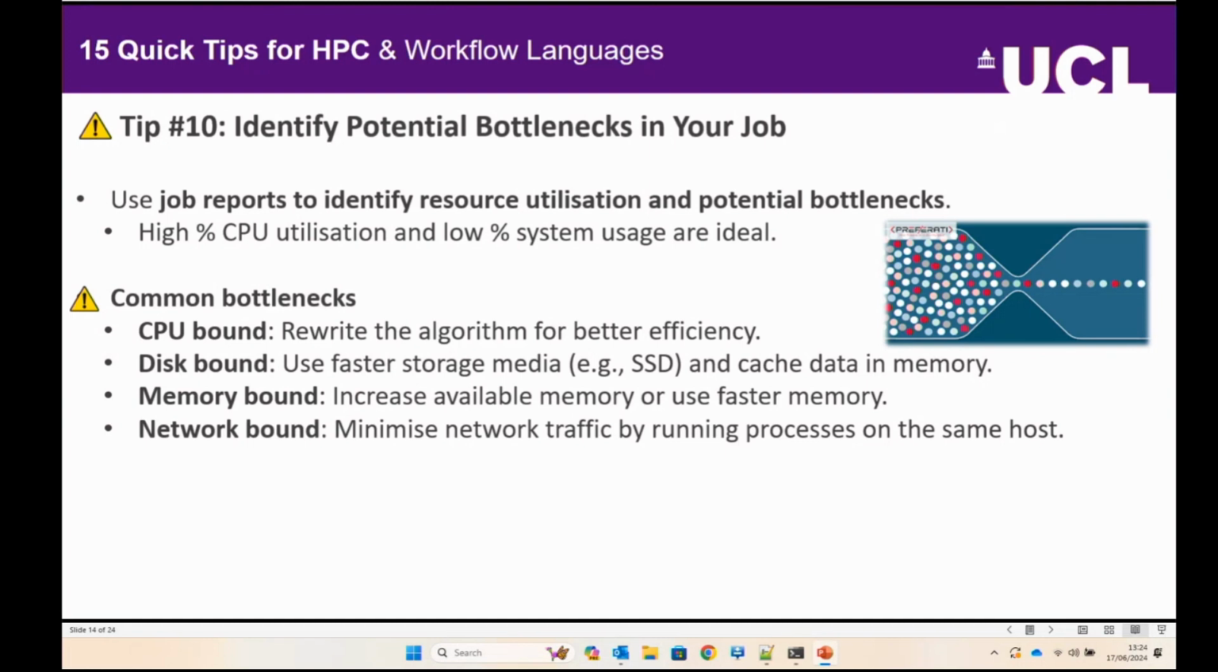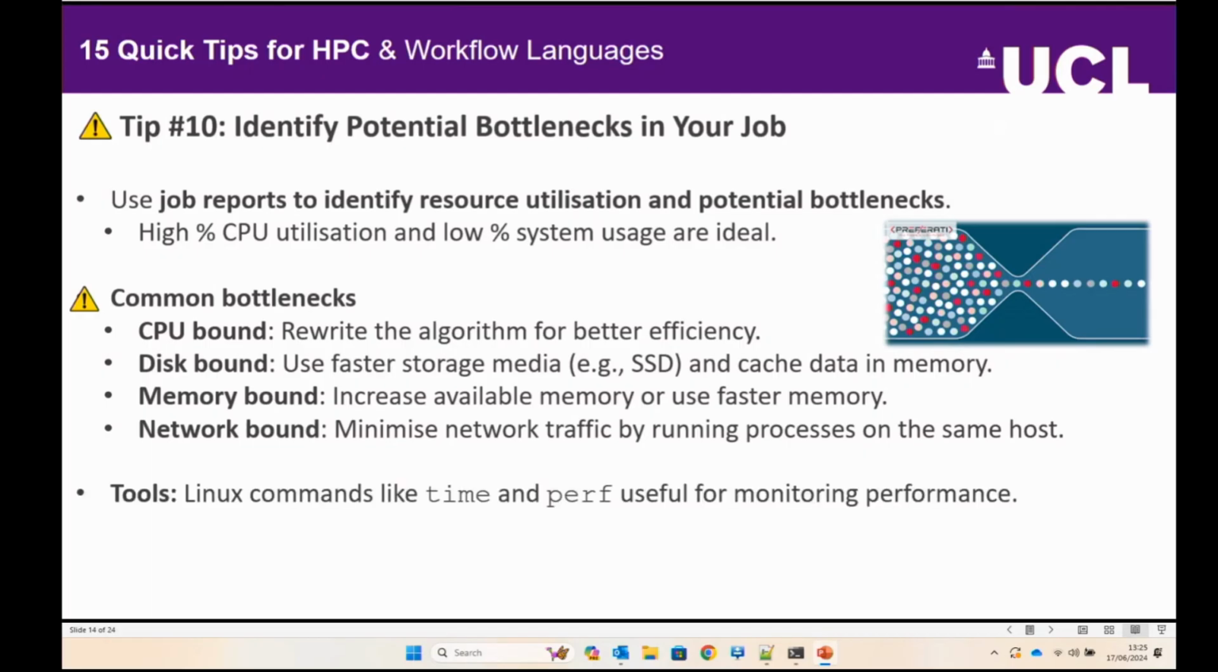So the thing you can do is to minimize the traffic by running processes on the same host. But if you're facing network bound bottlenecks, then you'd have to discuss with HPC support to work out what jobs are running on what nodes and see if they can be moved to other nodes to minimize processes where network bound bottlenecks are occurring. That's typically going to be something like MPI jobs, where there's a lot of inter-process communication.